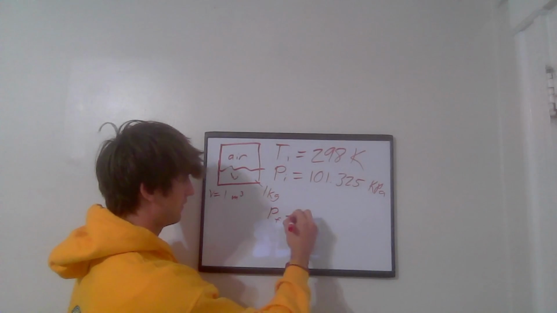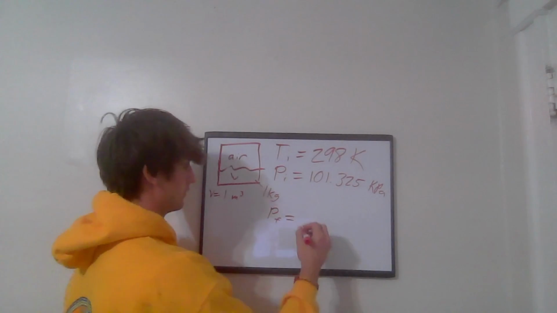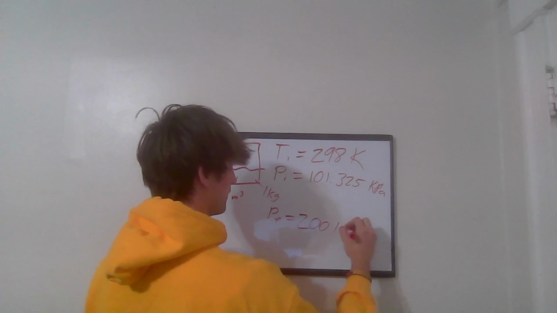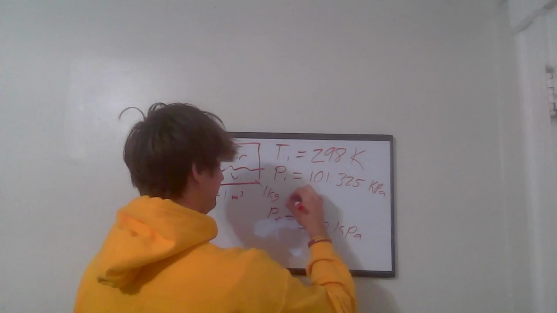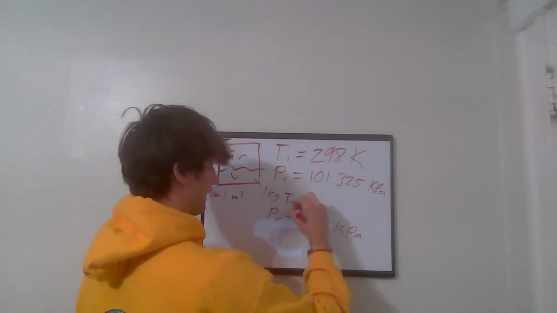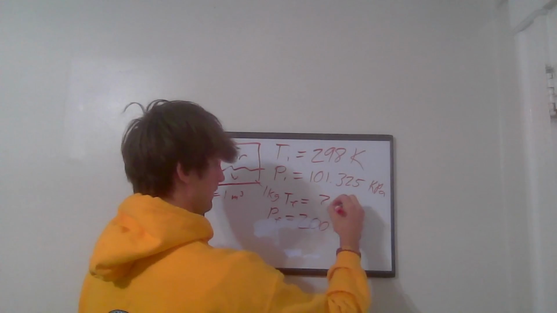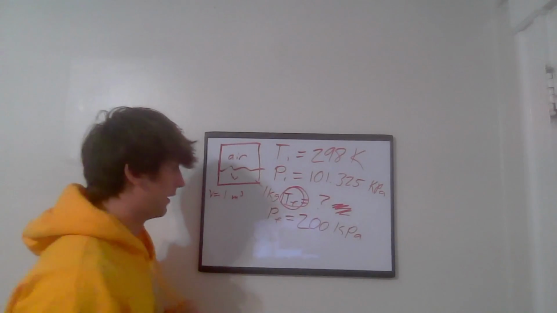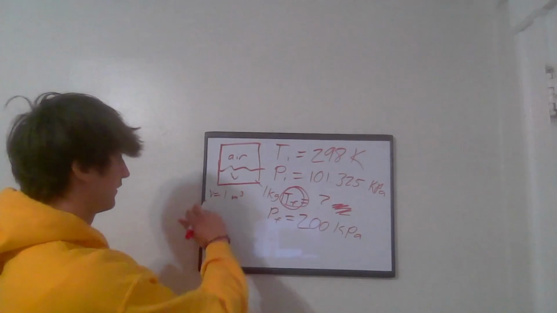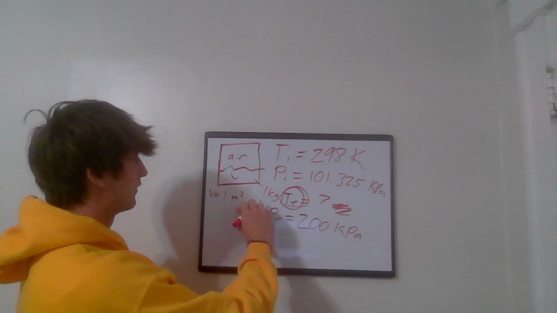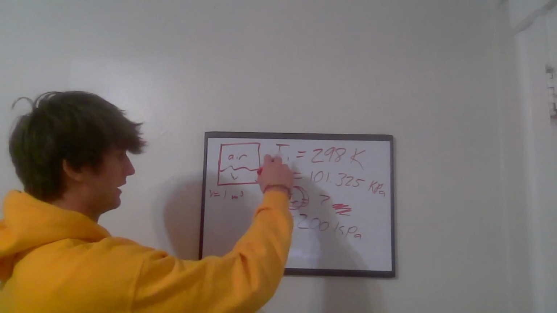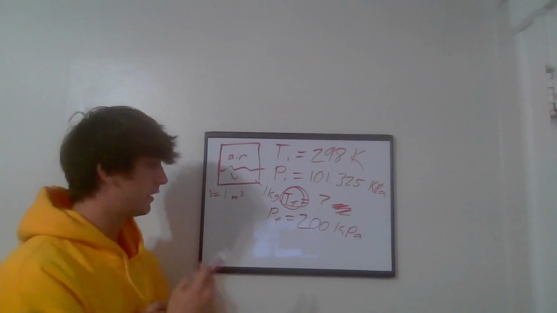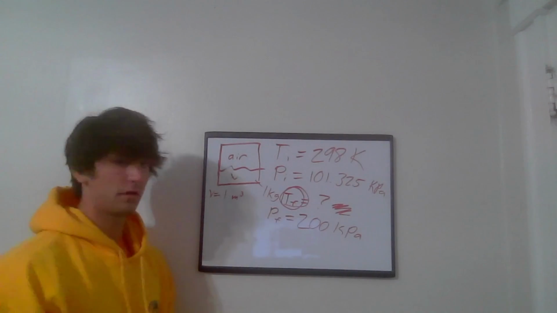So our pressure final is going to be equal to 200 kilopascals, but we don't have a final temperature. This is what we're going to be finding right here. We want to find our final temperature, considering this volume, this weight of the water, and our initial values, our initial temperature and pressure values, and then our final pressure value as well.